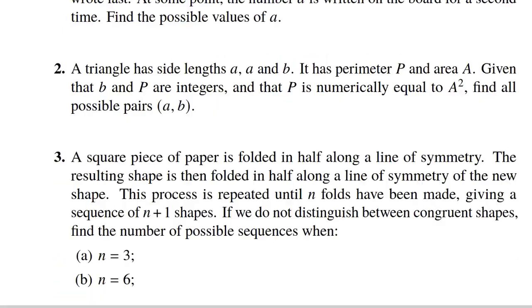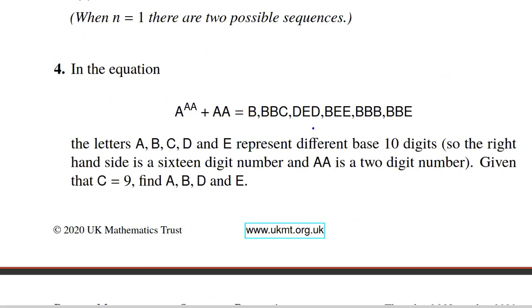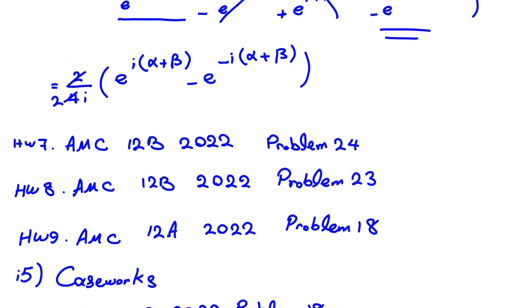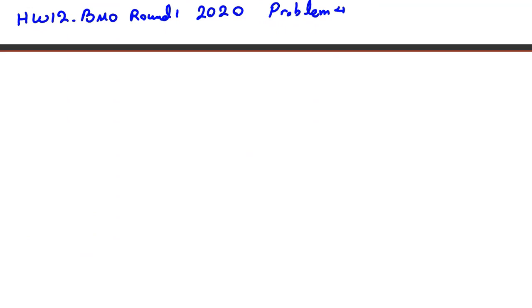Okay, this problem is from BMO, British Mathematical Olympiad 2020, round 1, problem 4. You should consider different mods here. Again, in AMC we also have similar problems. So let me write it for you. Okay, BMO round 1 2020, problem number 4, considering different mods. These problems are, we can say, at a level related to AMC.